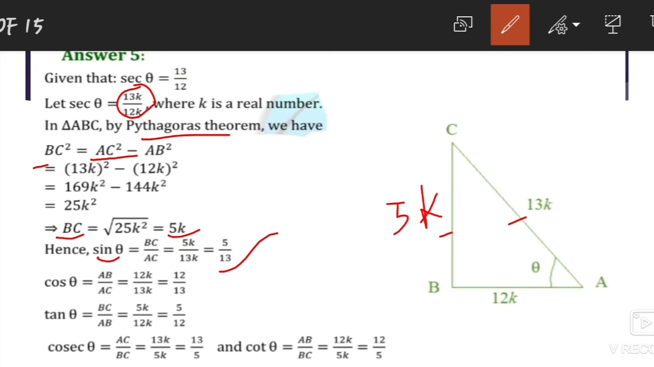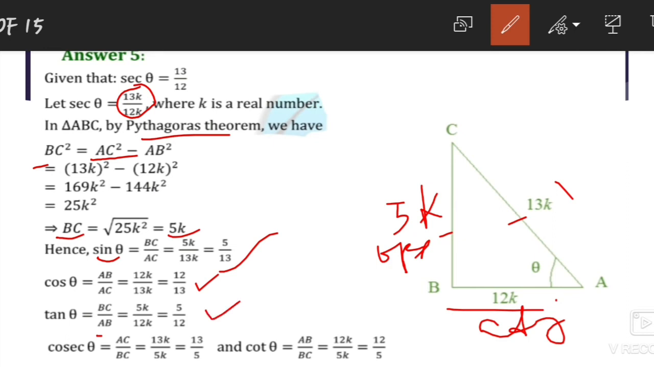Cos theta. Cos theta was adjacent by hypotenuse, that means AB by AC, that is 12K by 13K, 12 by 13. Tan theta. Tan theta was opposite by adjacent. Opposite is BC, adjacent is AB, that's why BC by AB. Put the value of BC and AB, it will be 5 by 12.